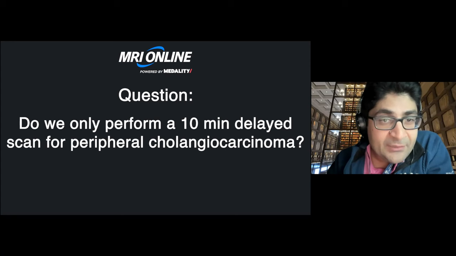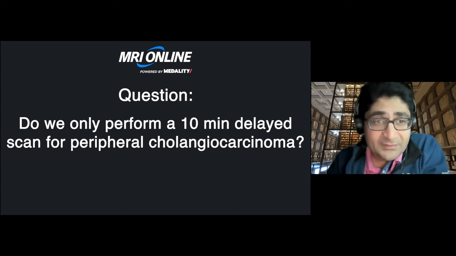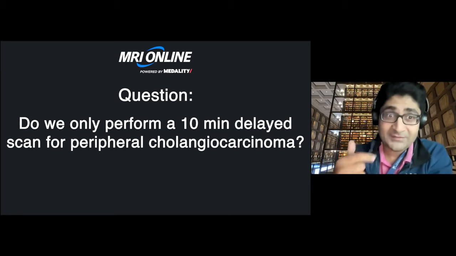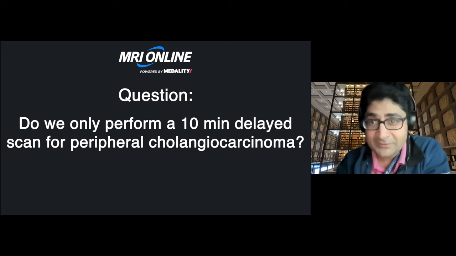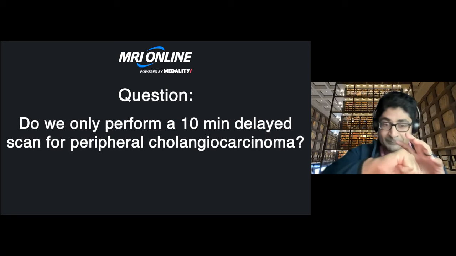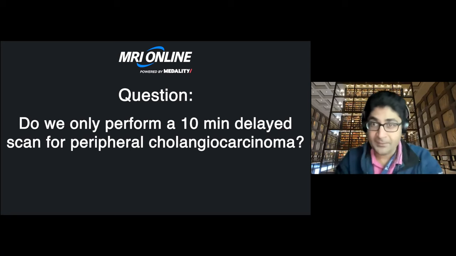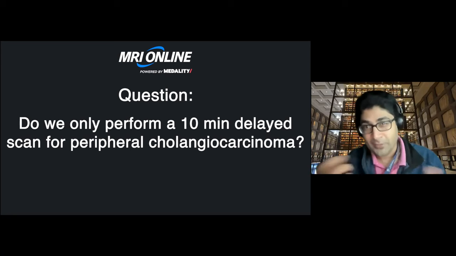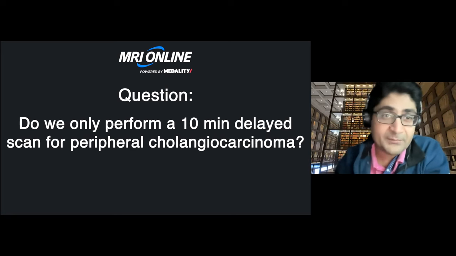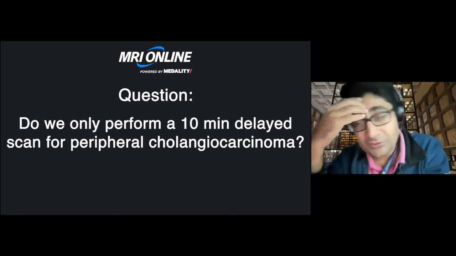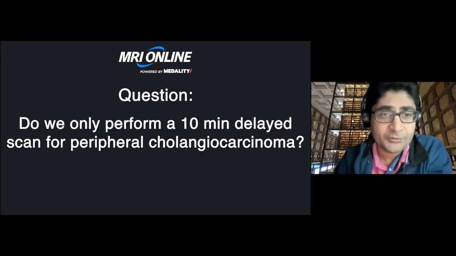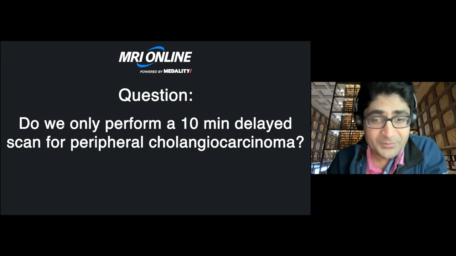Is a 10-minute delayed scan only for peripheral cholangiocarcinoma, not central? No, I would get a 10-minute delay in any patient in whom you're looking for a cholangiocarcinoma. The relative hyperenhancement on the 10-minute delayed image will be present with peripheral and central lesions. Perhaps it'll be more evident in peripheral lesions because they're more mass-like and embedded in liver parenchyma that surrounds them, so you'll see it a little better than in the central ones, where you don't have that liver parenchyma around it. But regardless, if you look at it objectively, it should be brighter on the 10-minute delayed image due to the fibrosis within these lesions. So getting the 10-minute delay would be essential no matter where you're looking for cholangiocarcinoma.